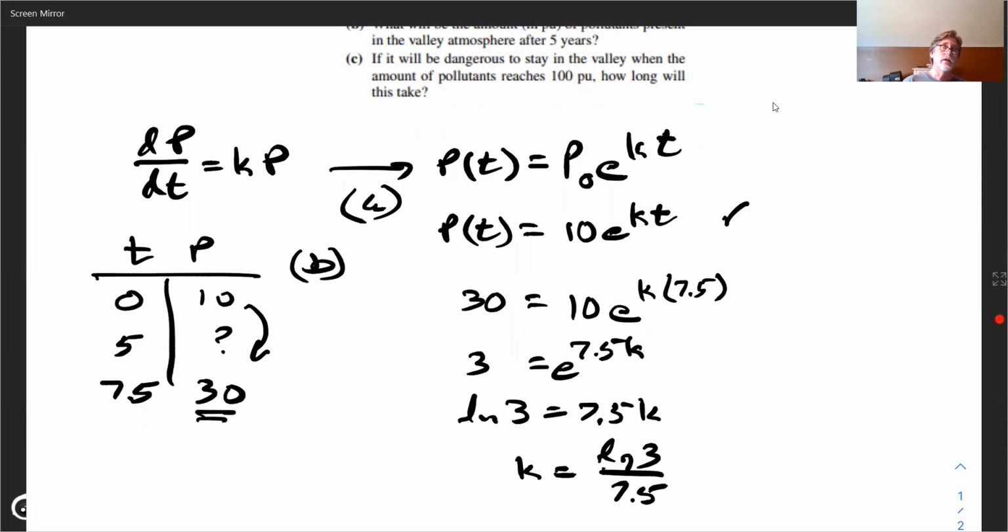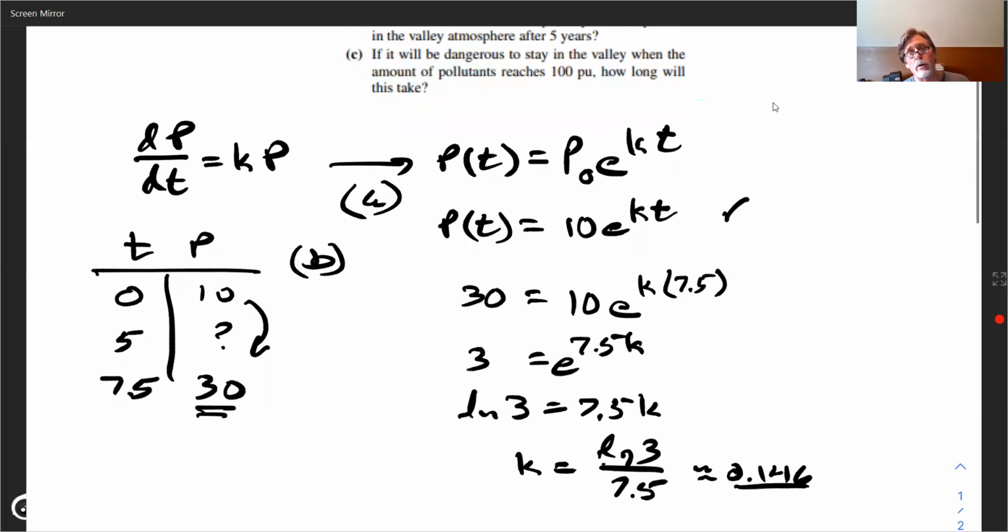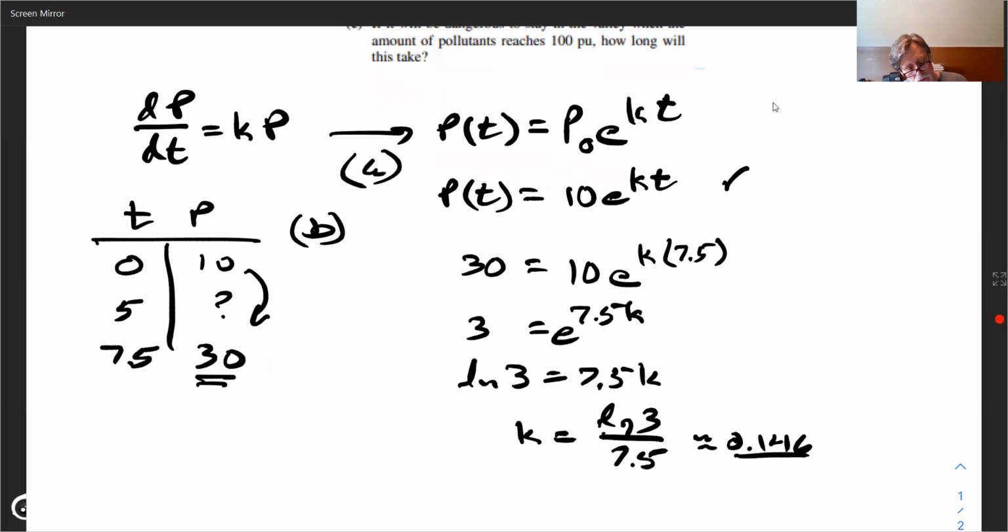Now I know you're eager to crunch that number, and I did somewhere. Yeah, it's about 0.146. Nevertheless, what I did is I store it in my computer. And now we're going to go after our question. How much pollutants after 5 years? That's found by plugging in 5 for time, but we didn't know k until just now. So I'm going to write k times 5.